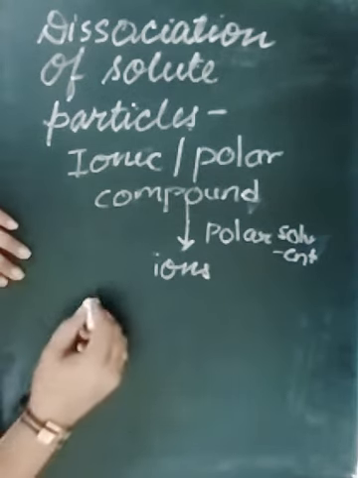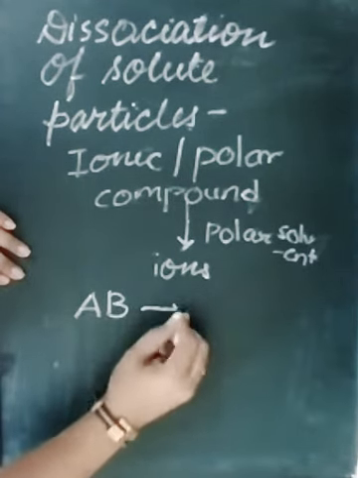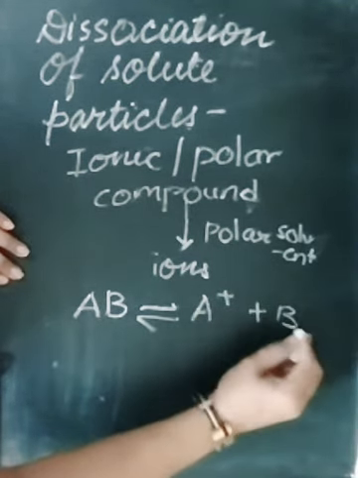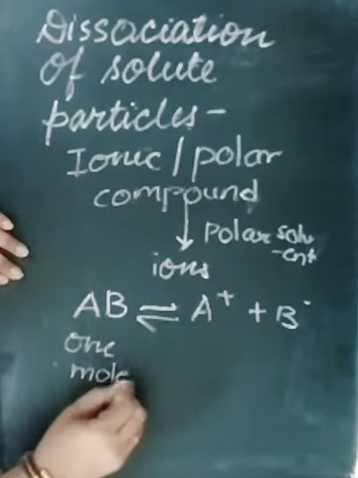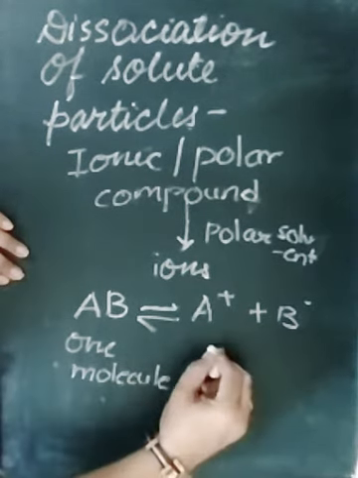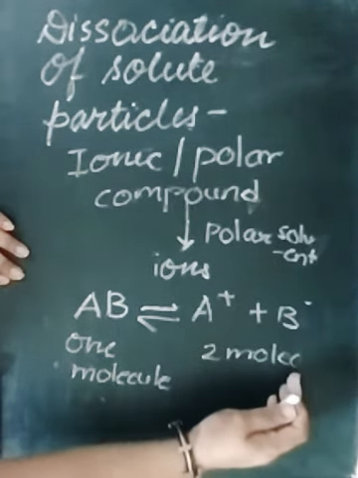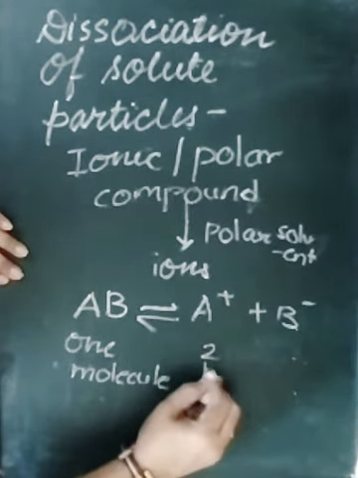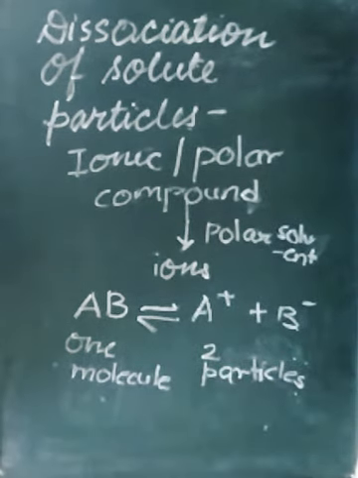So let us see, suppose we have an ionic compound AB. When you dissolve it in water, it will become A positive plus B negative. That means one molecule was there with us and it has converted to at least two particles. Now if it has two ions, it will break up into two particles. It will break into ions, not molecules. If it has three ions, it will break into three particles. If it has four ions, it will break into four particles.